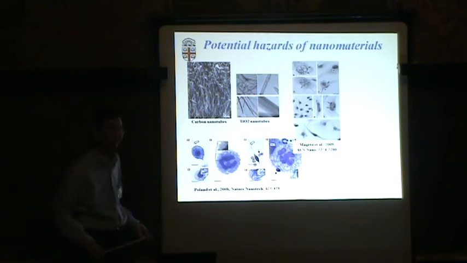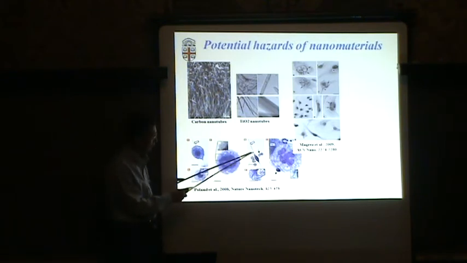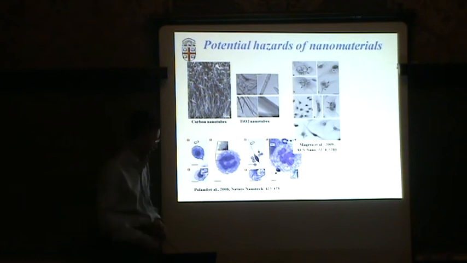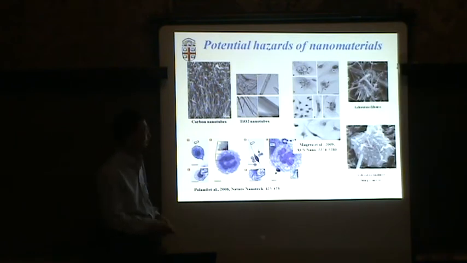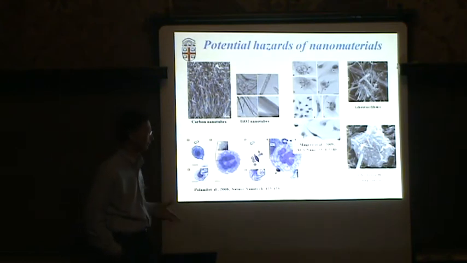Another type of nanomaterial, which is increasingly considered, is carbon nanotubes, because carbon nanotubes are fiber materials. Here we show some very alarming configurations. These are carbon nanotubes. These are immune cells hanging on, just like asbestos fibers. Because asbestos fibers have been shown to cause lung cancer eventually.